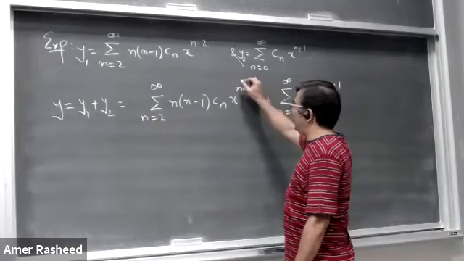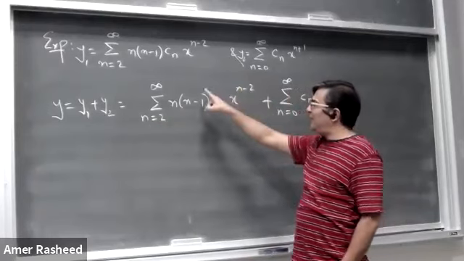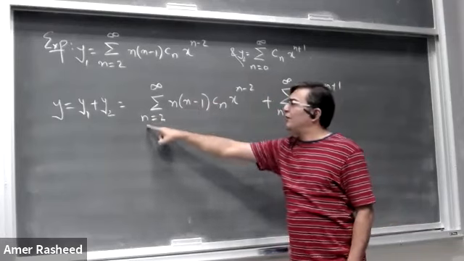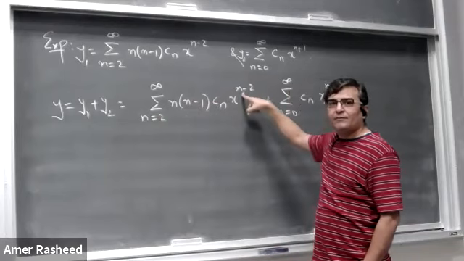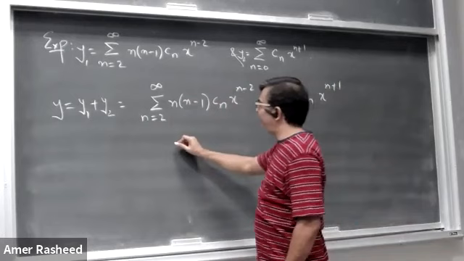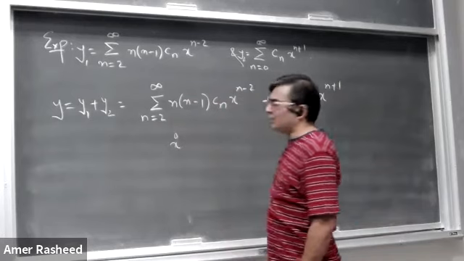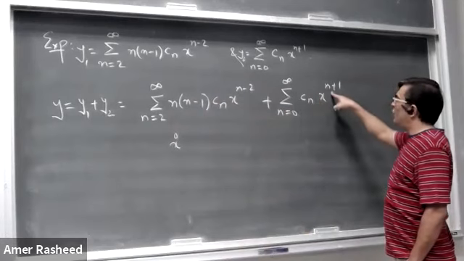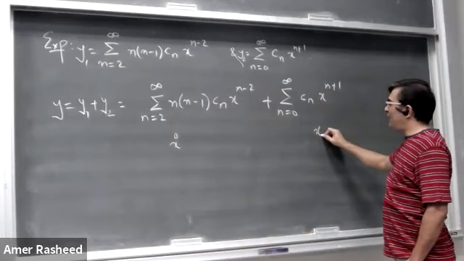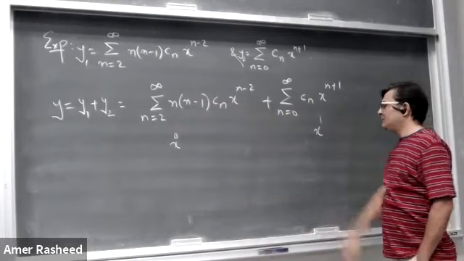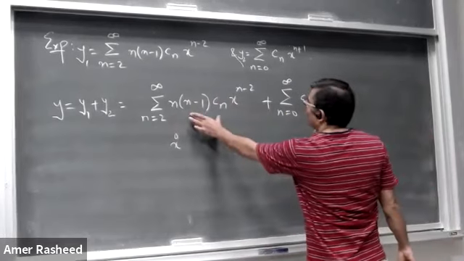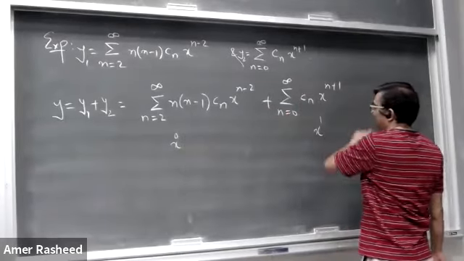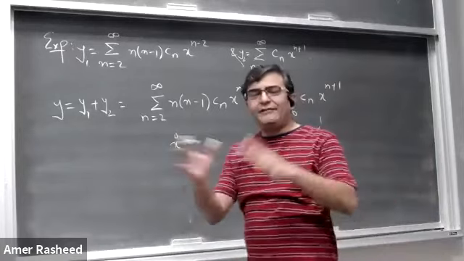And the power of x in this series starts, when we put n is equal to 2, from x power 0. So the first term of this power series is x naught. And in the other series, whenever we put n is equal to 0, the first term is x power 1. So the first term of this power series starts with x power 0, and the first term of this power series starts from x 1. So there is a difference.